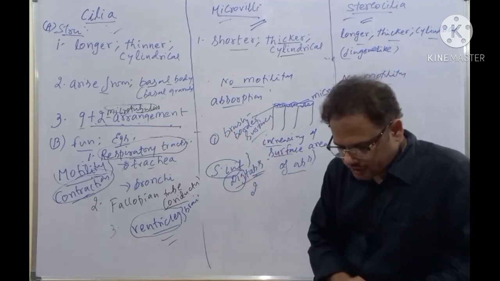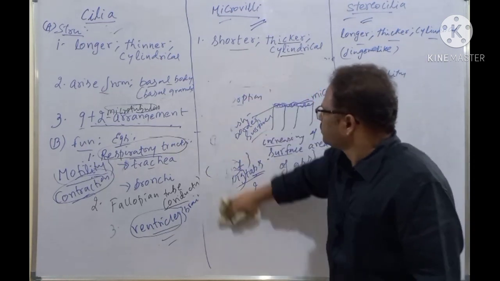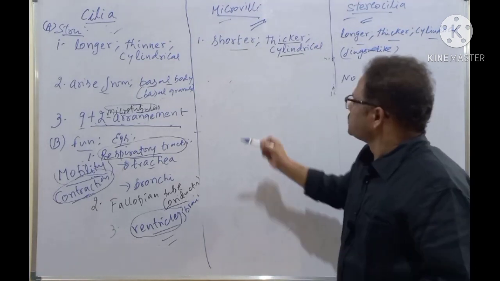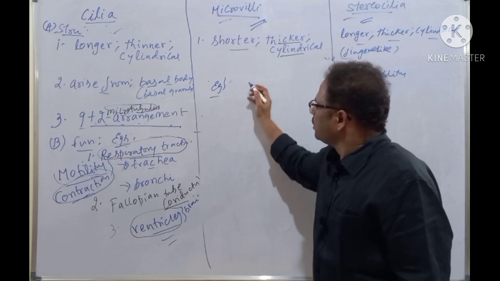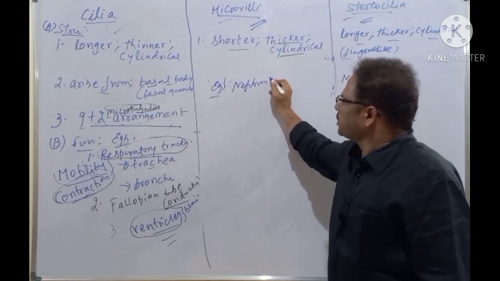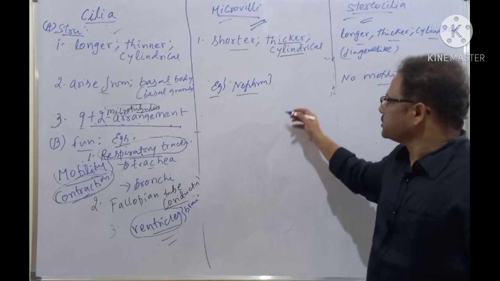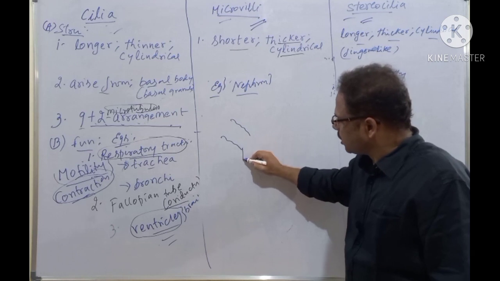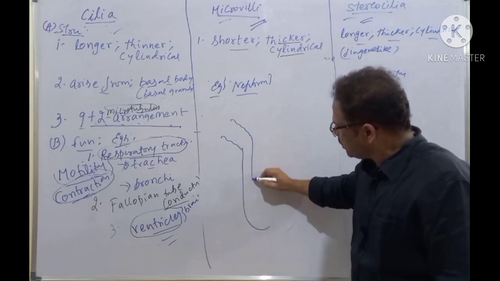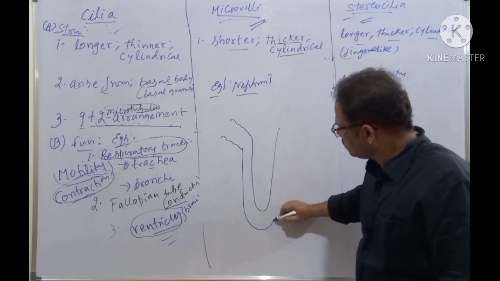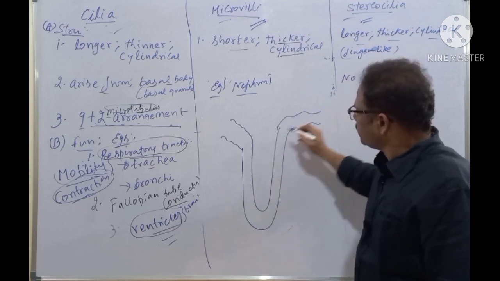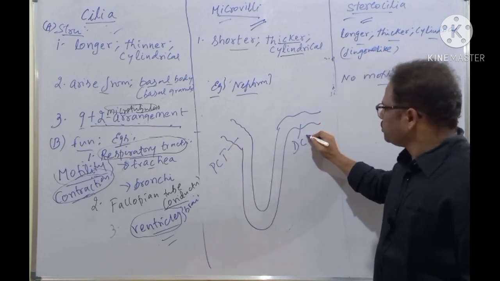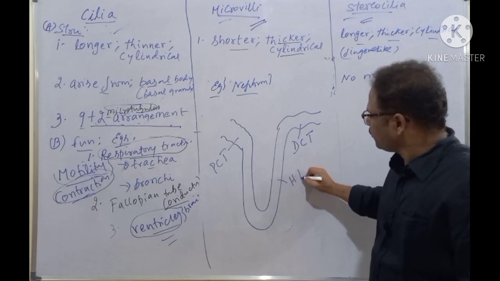And next is the second example I'll be discussing here. The second example is the nephron. Nephrons are the structural and functional units of the kidneys, isn't it? I'm not drawing the total diagram here. This is the PCT, proximal convoluted tubule. This is the Henle's loop. And this is the DCT, distal convoluted tubule. No need of explanation here.